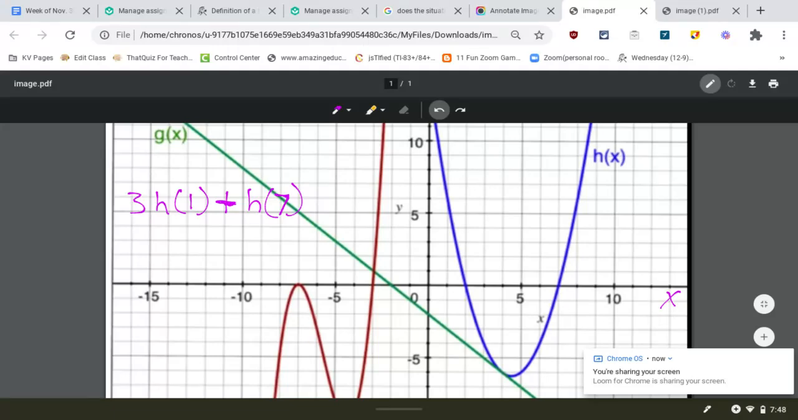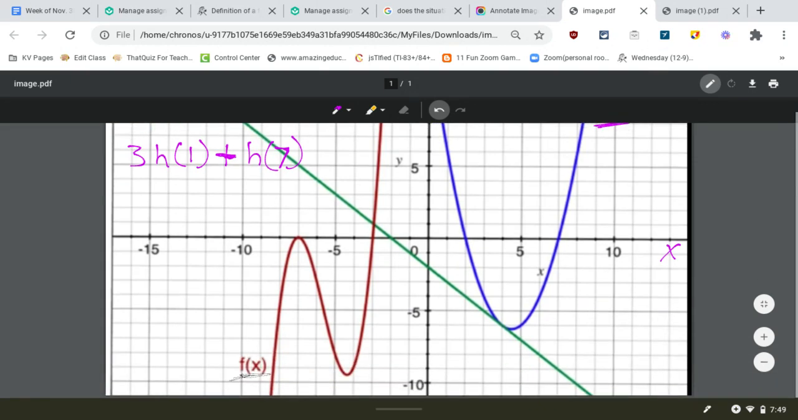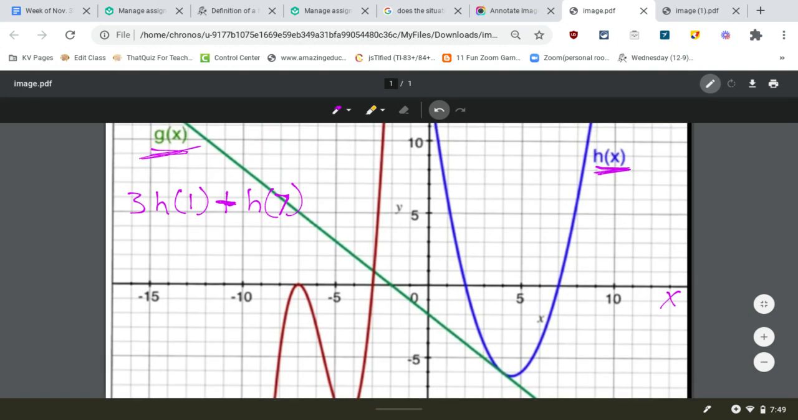Alright, so in this video I wanted to look at just another example or two of how to evaluate functions when you're looking at graphs of functions. So right here in blue you see we have h of x defined, this little u-shaped one. The green function is g of x and the red function is f of x. This first question they're asking is all around h of x here.